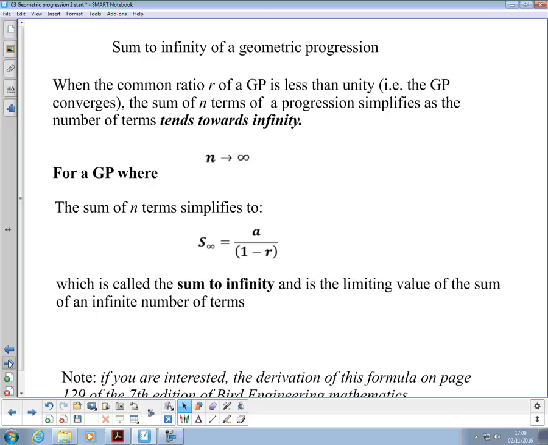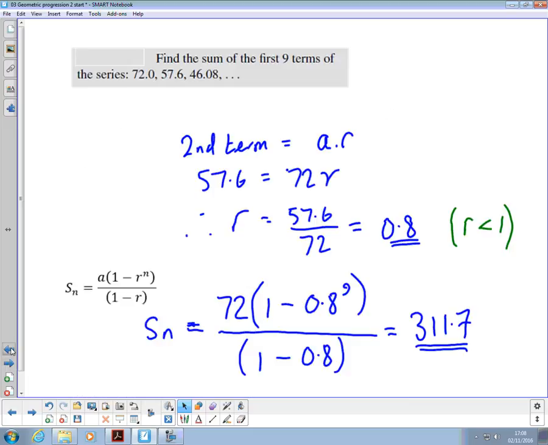Right. One last little bit to do. The sum to infinity of a geometric progression, where the common ratio r of a GP is less than unity, i.e. the GP is convergent. If we look back at that last one, as we go through the terms, each successive term is getting smaller and smaller. If we go on and on, it's just going to carry on getting smaller. You'd say that that's a geometric progression that is convergent towards 0.